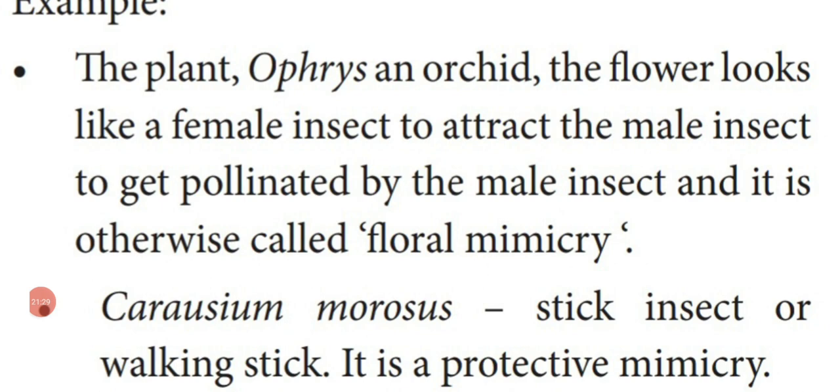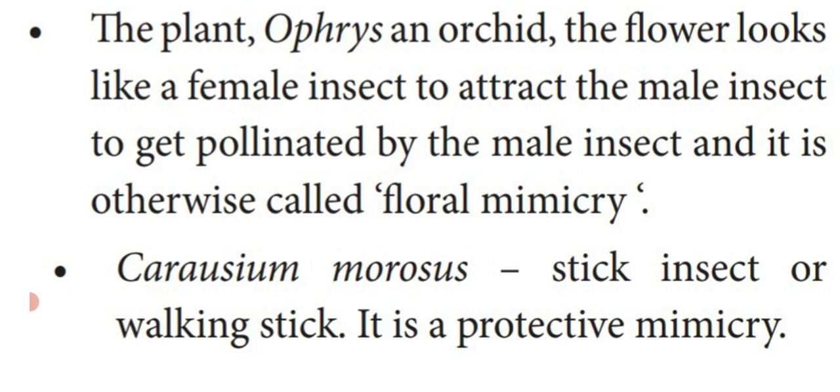Dear students, for a mimicry example, a plant Ophrys is an orchid plant. That means a living organism which lives on the bark of a tree for growth and development, and the host plant is known as orchids. The flower of the Ophrys looks like a female insect, to attract the male insects to get pollinated by them, and is otherwise called floral mimicry. So in Ophrys plants, the flowers look like female insects to attract male insects for pollination. This type of mimicry is known as floral mimicry. That is, the flower is modified into a female insect.